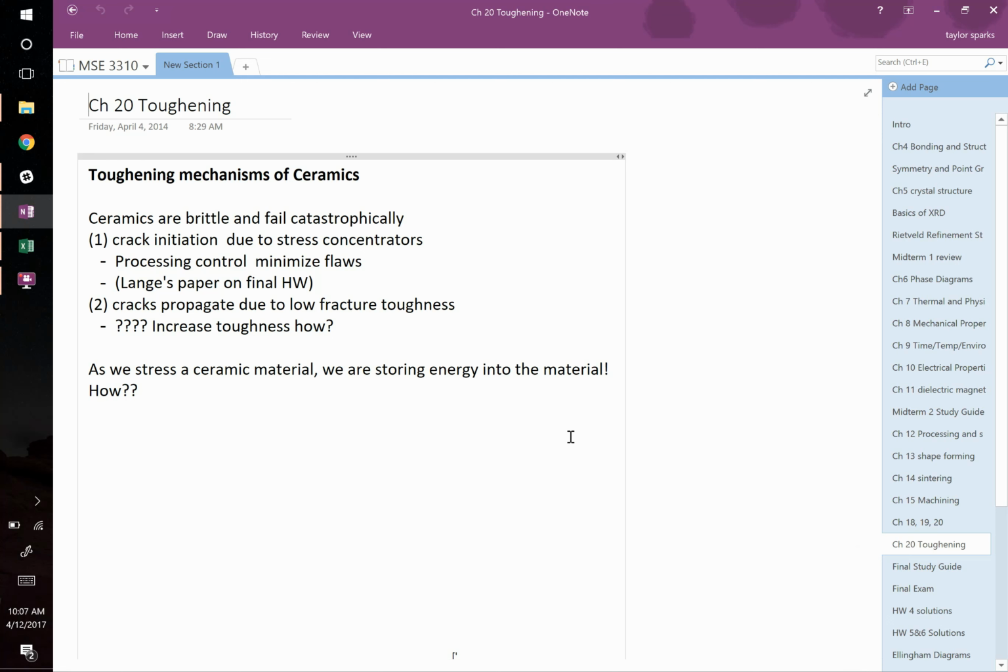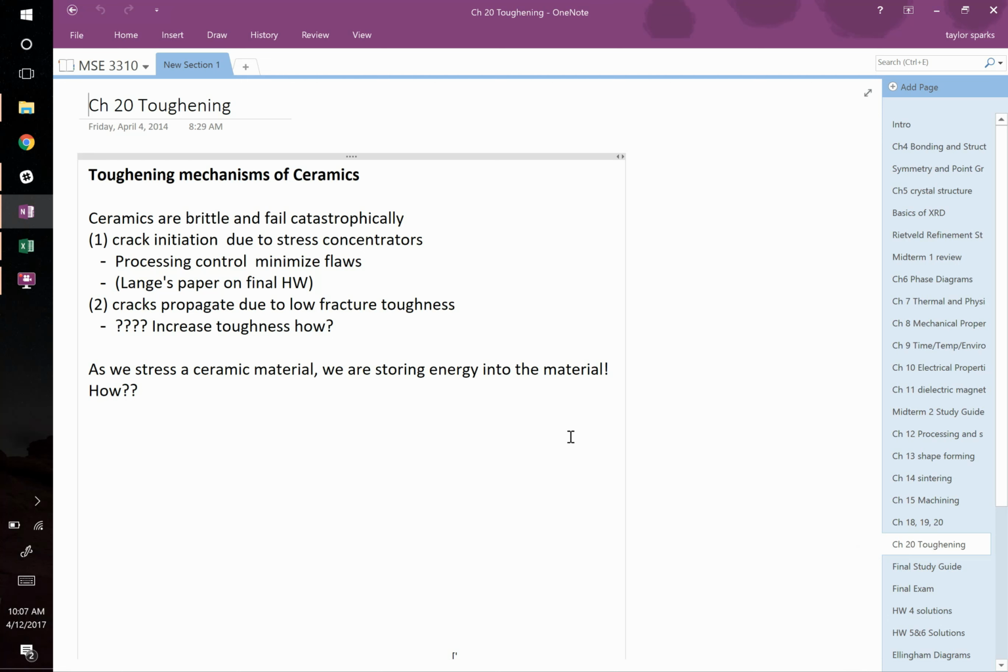That said, when you have a ceramic fail, it always involves two processes. You have to have a crack initiate, right? Something that starts the crack, and then that crack has to propagate. And if you impede either of those two processes, then you've toughened your ceramic, right? That's in a nutshell what this chapter is going to be about. If you can impede crack initiation or impede crack propagation, you've toughened your ceramic.